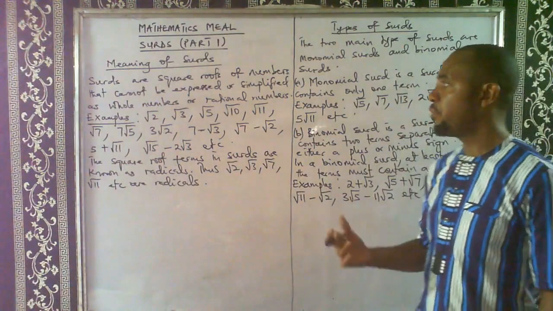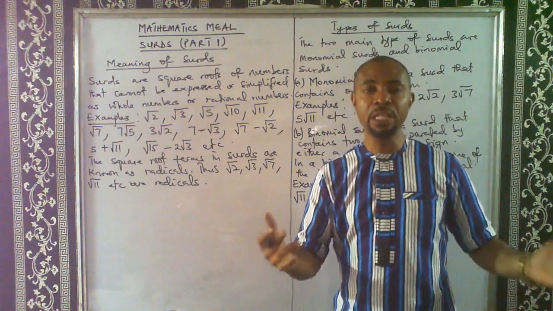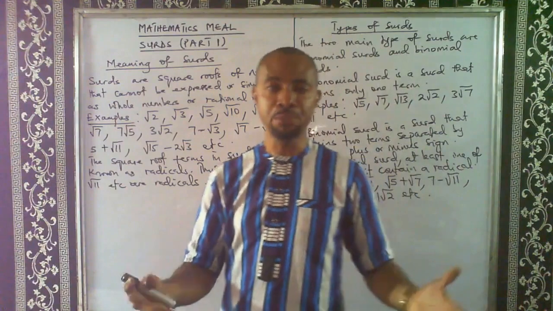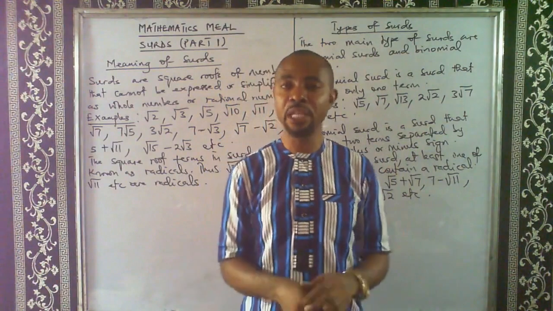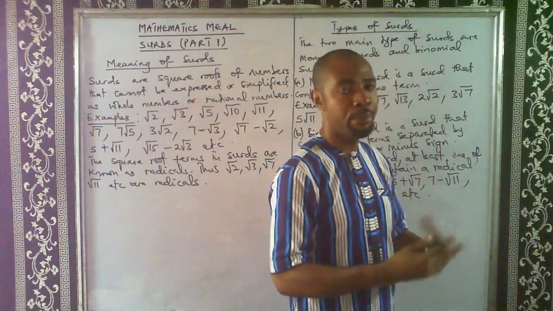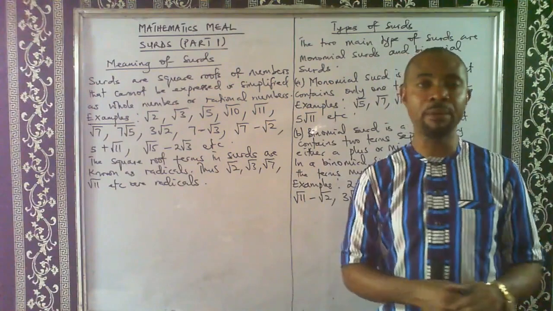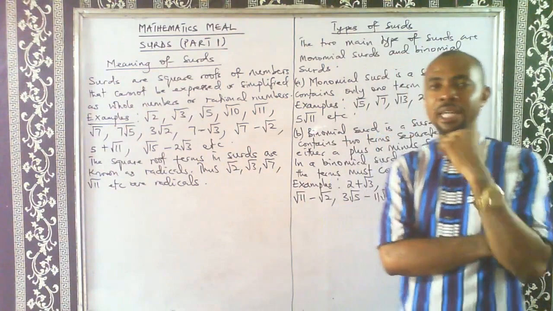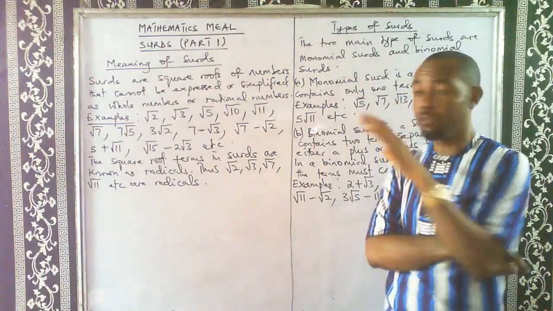Alright, so far so good. We have been able to define the concept of surd. I believe that we now know the meaning of surd. We have said that a surd is a square root of a number that cannot be expressed as a whole number or as what? A rational number. And we say that those square root terms in surds, we refer to them as what? Radicals. We say that surds can be binomial or monomial. In monomial surds, we have just one term. And in binomial surds, we have what? Two terms that are separated by either addition or subtraction sign. I believe that what we have done so far is very clear.